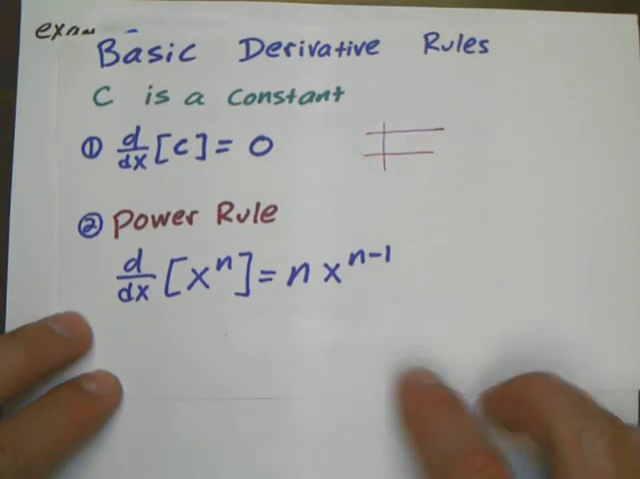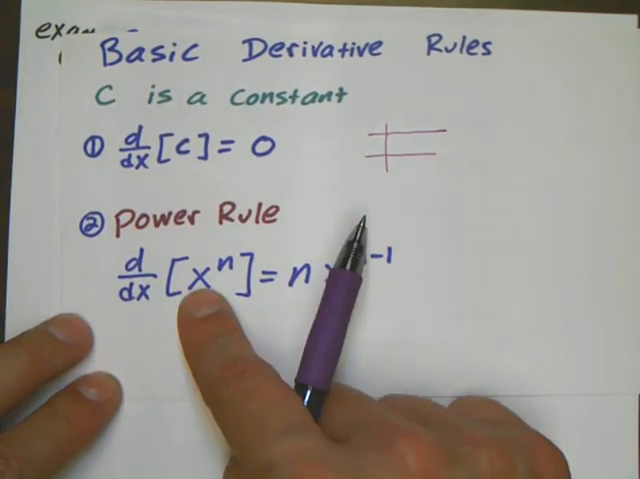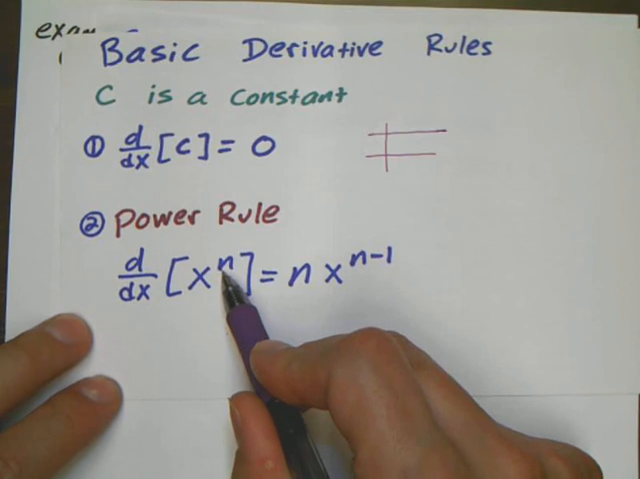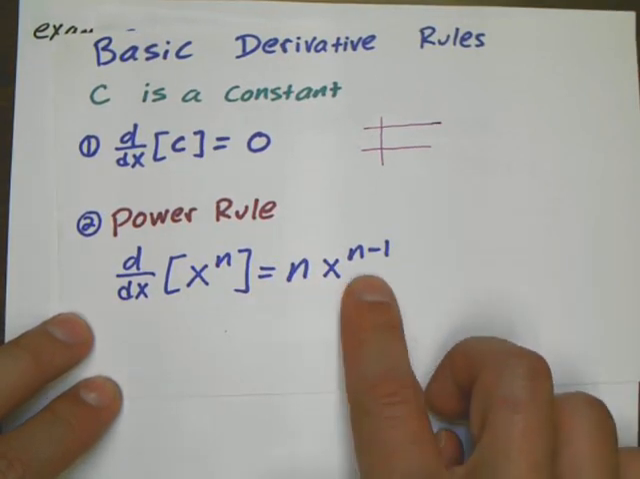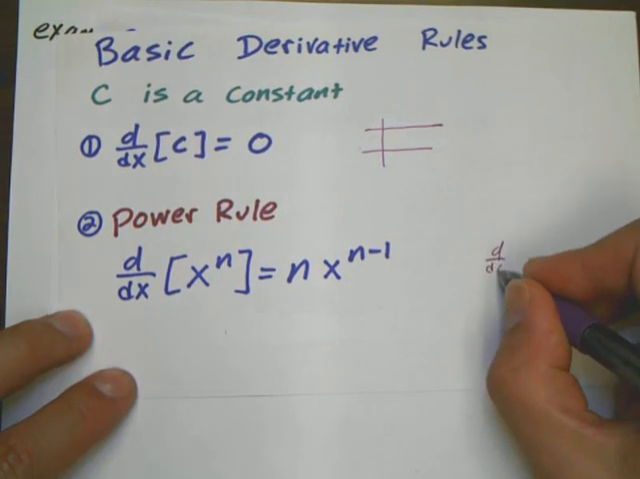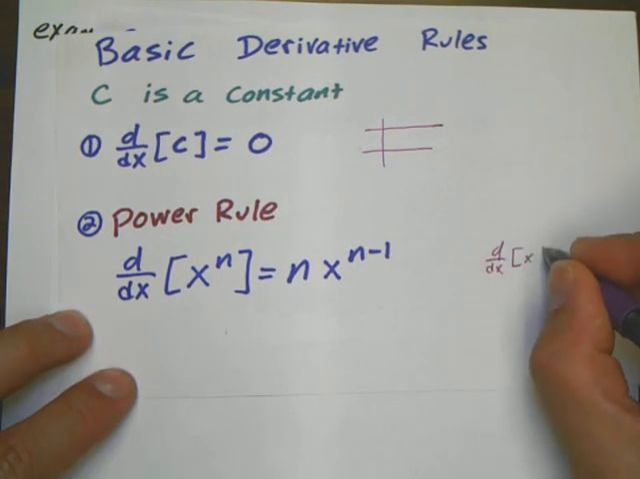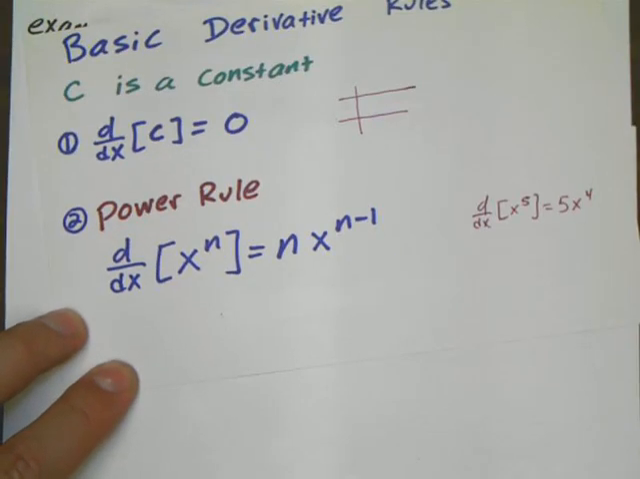The next one is a very useful rule. It's called the power rule, which says that if you have x to any exponent, the derivative is just going to be dropping the exponent in front and then subtracting the power by 1. So if you wanted to find, let's say, the derivative of x to the 5th, it's just going to be drop the 5 in front, subtract the power by 1, and there's your derivative.